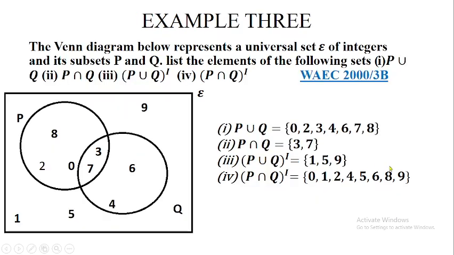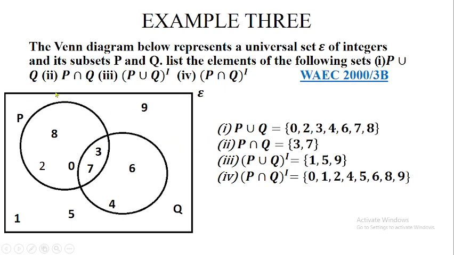So the next question now is what you are having here. The Venn diagram below represents a universal set E of integers and its subsets P and Q. List the elements of the following sets. So we have in figure 1 P union Q, in figure 2 P intersection Q, in figure 3 P union Q complement, in figure 4 P intersection Q complement. And this is a WAEC past question for 2000, question number 3B. And it's very simple as well.